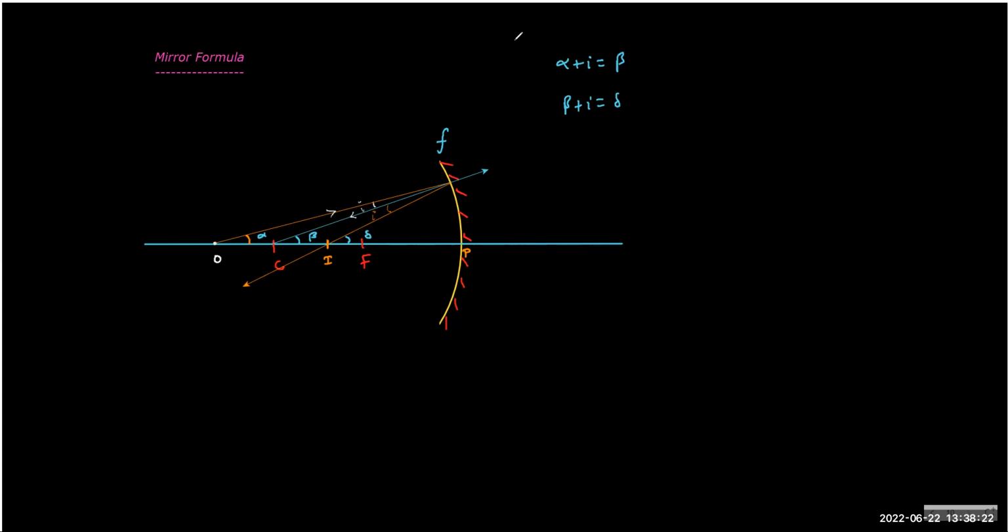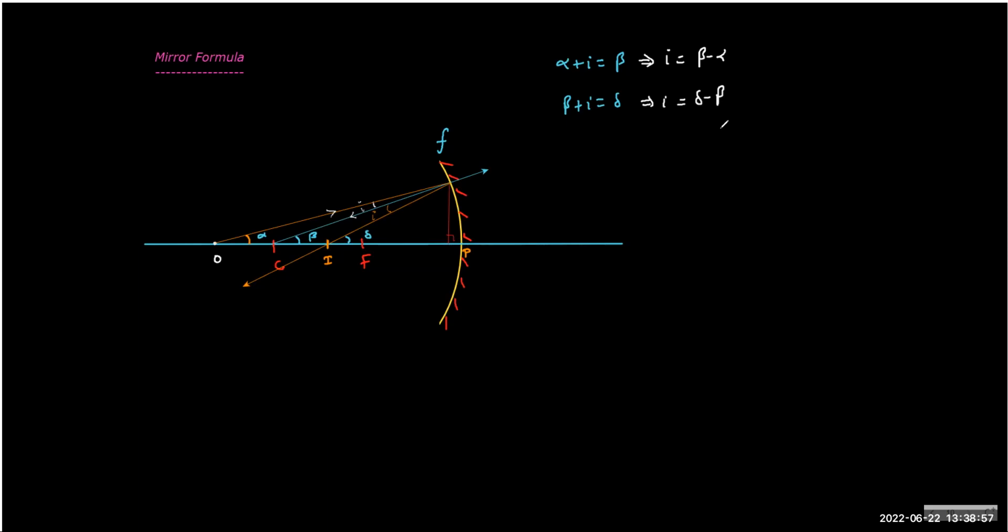I think this is not clear. The exterior angle is equal to the sum of the far interior angles. So beta is the exterior angle of alpha and I. Okay, I think you guys are not listening to me. So we can write I equals beta minus alpha from here, and we can write I equals delta minus beta.